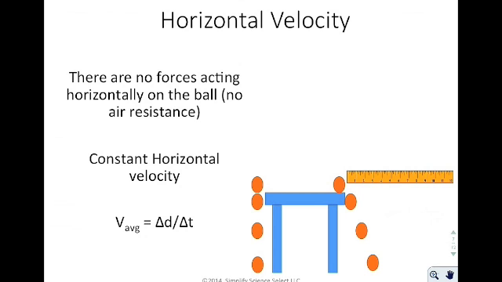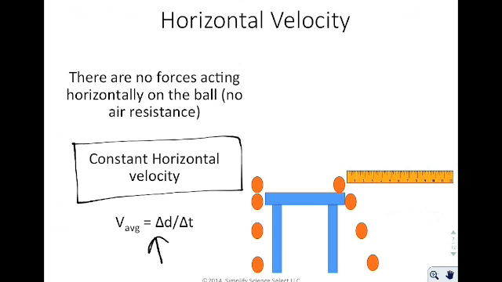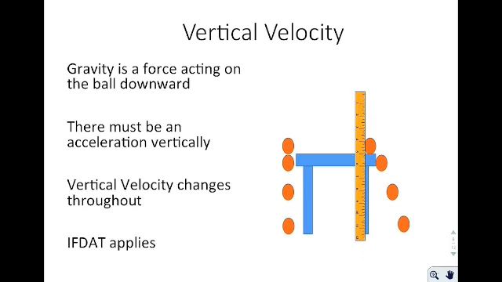Well, if there is no air resistance, that means that the object is going to move at a constant horizontal velocity. So this is the only equation we will use in the x direction for projectiles. We are going to assume that it is a constant horizontal velocity, and that is the only equation you will use in the x direction. Now in the y direction, we know it's a little bit different because we know that there's always gravity acting on the marble or the ball.